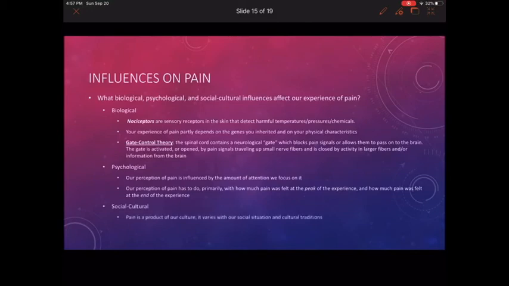Social cultural factors. Pain is a product of our culture. It varies with social situation and cultural traditions. And when people feel empathy for another person's pain, their own brain activity partly mirrors the activity of a brain experiencing pain. And this goes back to those mirror neurons that we talk about in Chapter 7, observational behavior, or observational learning rather.